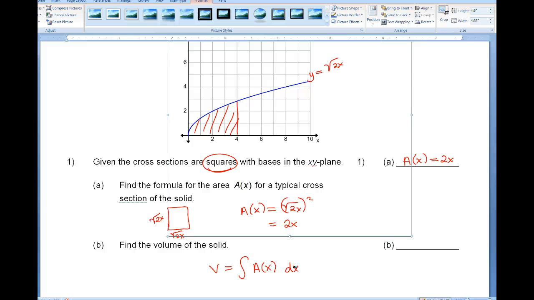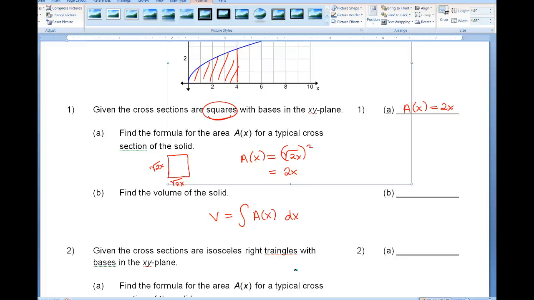Okay, so there's two parts of this. One is finding the area formula, one is finding the volume. So A(x) equals 2x is the formula. Wait, doesn't it need to be either been in the bound? Right, so for my volume, it's going to go from 0 to 4 of 2x dx. Go ahead and just plug that into the calculator.